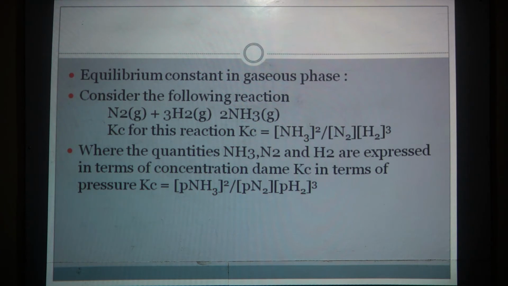H2 are expressed in terms of concentrations. Kc in terms of pressure will be called Kp, and it will be P of NH3 squared upon P of N2 into P of H2 cubed.